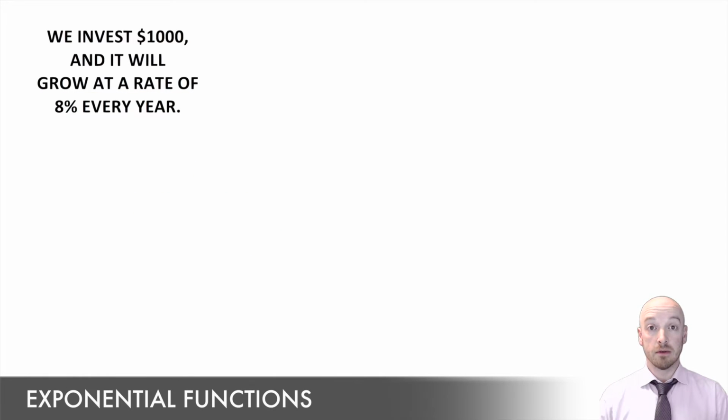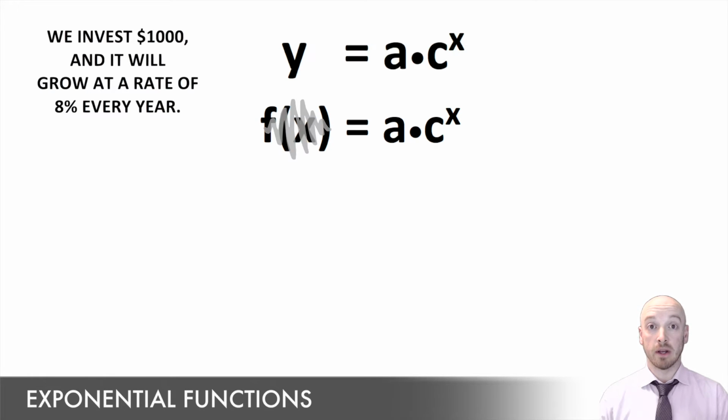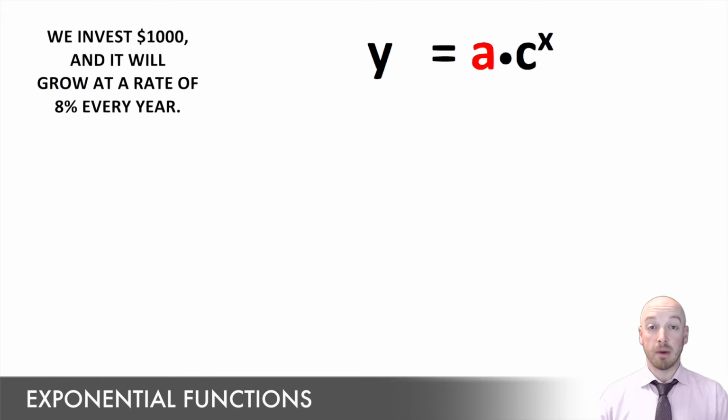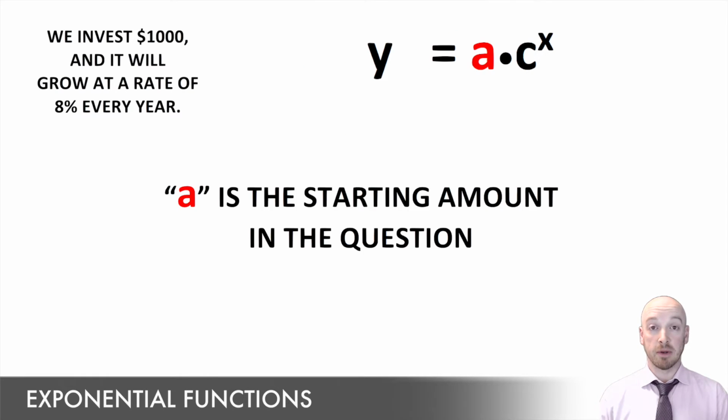Now, the rule that we use to represent exponential functions is f of x equals a times c to the power of x. Now, remember here, f of x is just a fancy way of writing y, so we're going to write that little reminder right here. Now, let's look at that variable a in the rule. A is the amount that you're starting out with in any exponential function. So whatever the initial amount is, here it was the $1,000 worth of money. That's the a variable.